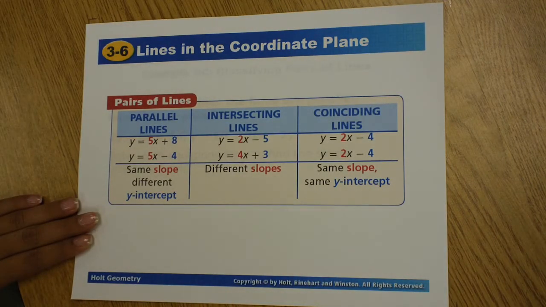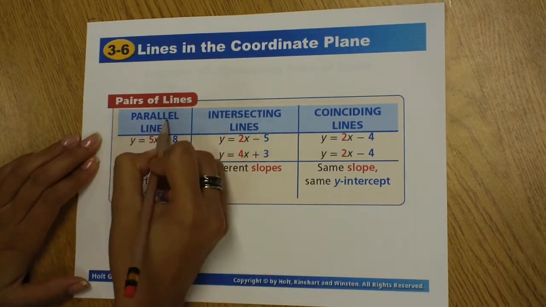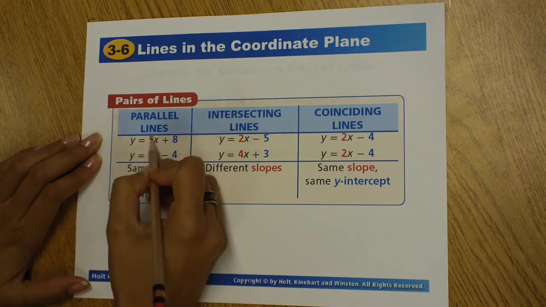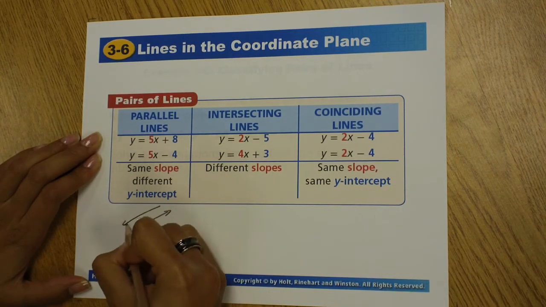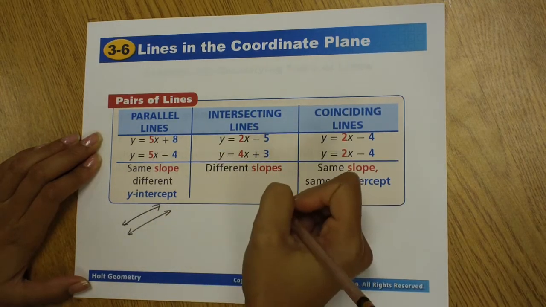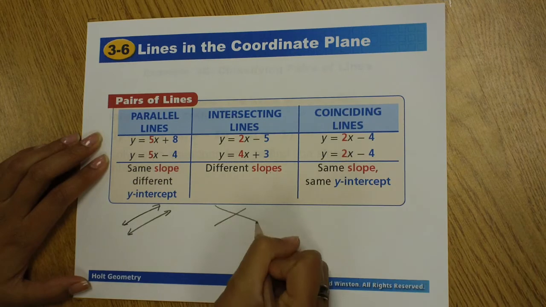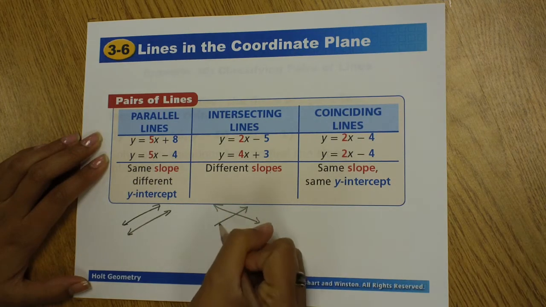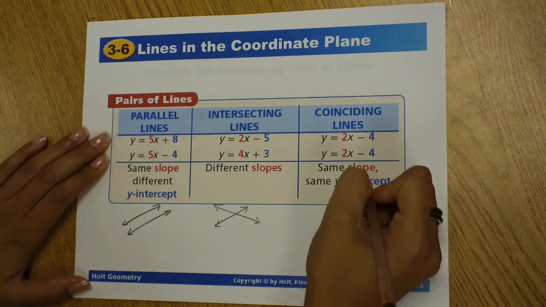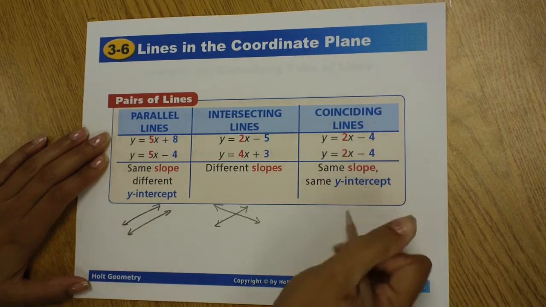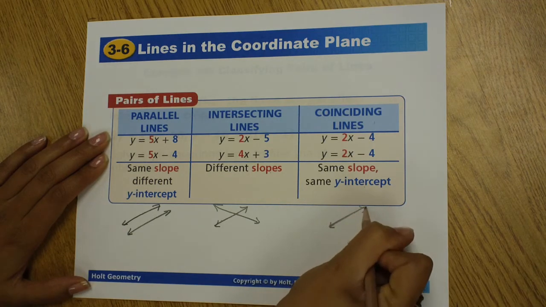So 3 new words that you need to know. Well, one of them should be new, the others shouldn't be. You have parallel lines, lines that have the same slope. You know what those look like. I have intersecting lines, which have different slopes. And then we have coinciding lines. Coinciding lines have the same slope and the same y-intercept, which means that they're the exact same line, one on top of the other.